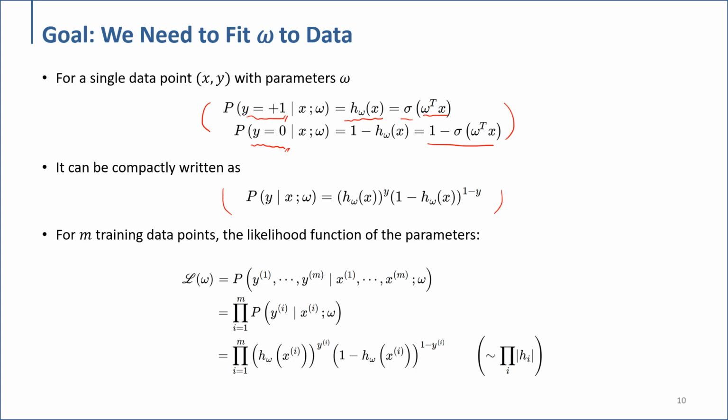And of course, generalizing to m training data points, the likelihood, or the probability function of the parameters, is nothing but the multiplication of all the probabilities. So the likelihood can be represented mathematically like this.